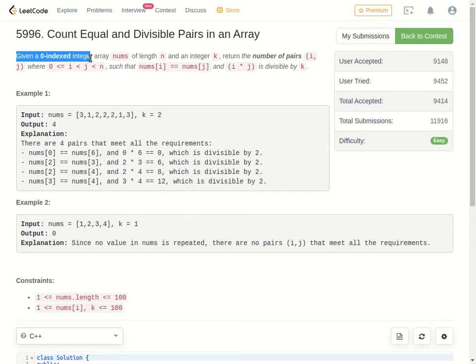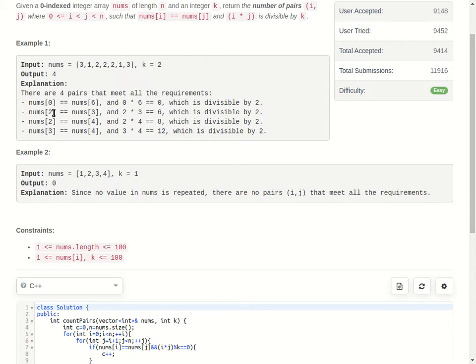Given a zero indexed integer array nums of length n and integer k, return the number of pairs (i, j) where 0 <= i < j < n, such that nums[i] == nums[j] and i * j is divisible by k. So let's look at the examples.